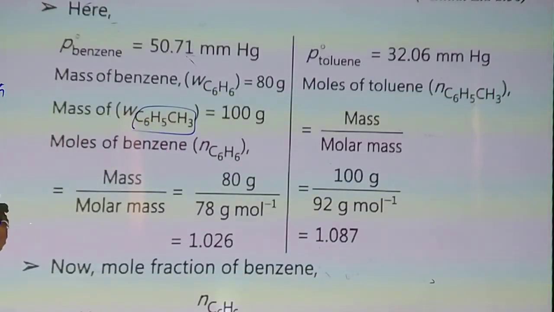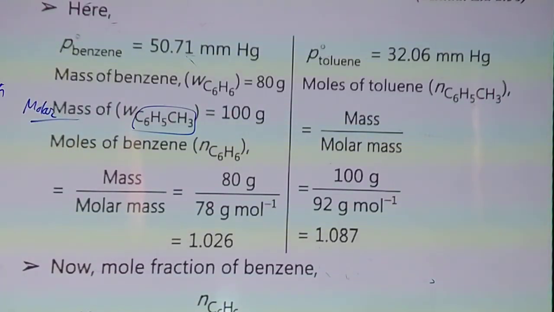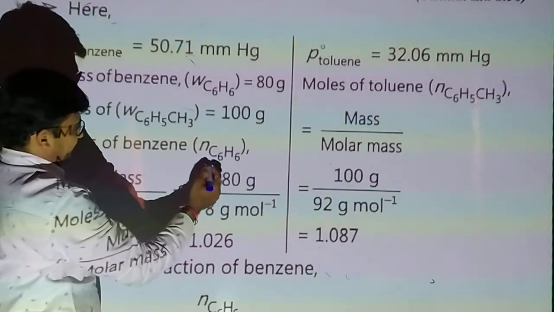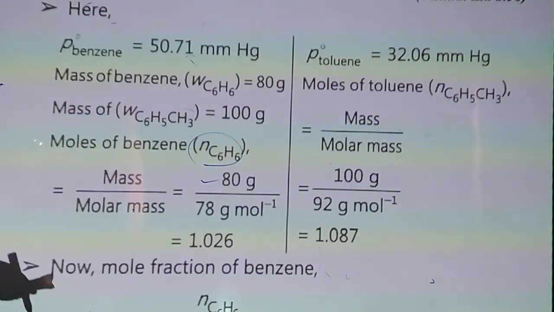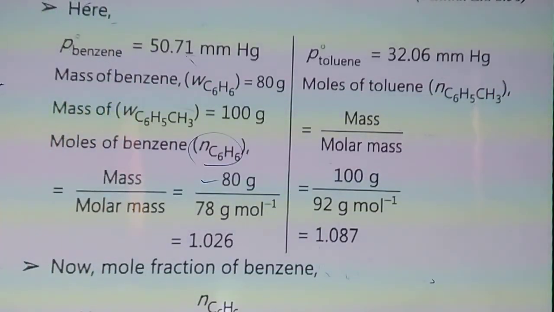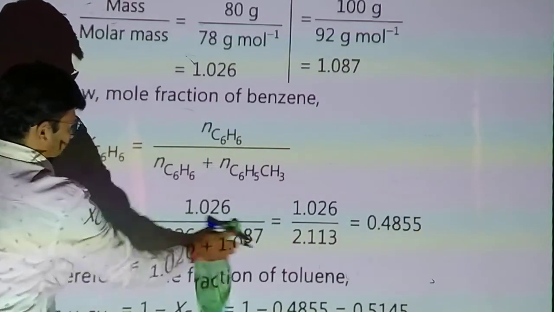Here, actually, molar mass. Mass of toluene is 100. So moles of benzene: mass 80 upon molar mass 78, so 1.026. For toluene, mass upon molar mass, 100 upon 92, where 92 is the molar mass of toluene, gives 1.087. So now mole fraction of benzene is moles of benzene upon total moles.